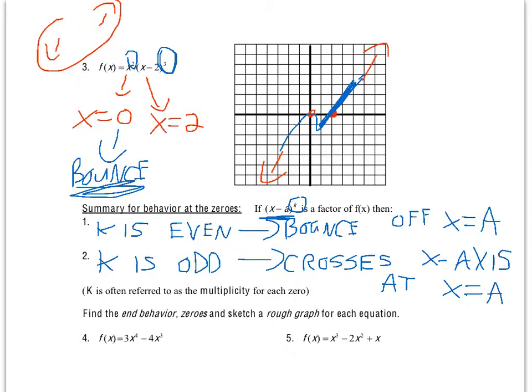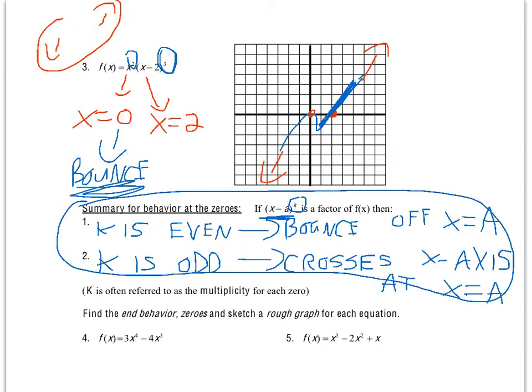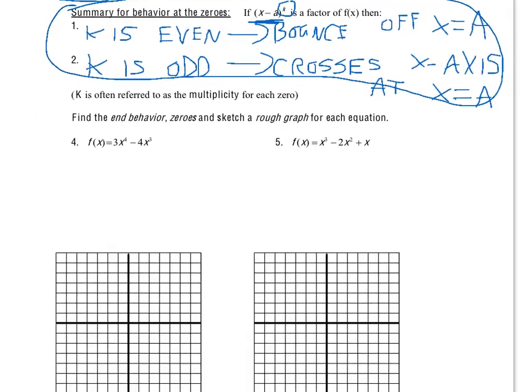All right, let's just do one more. Let's just do number 4, and then number 5 you guys will do on your own. Okay, and let's use this summary right here. This is step 3 for when we looked at steps 1, 2, and 3, how to graph these by hand. This goes over the behavior at the zeros. All right, let's do number 4 together.